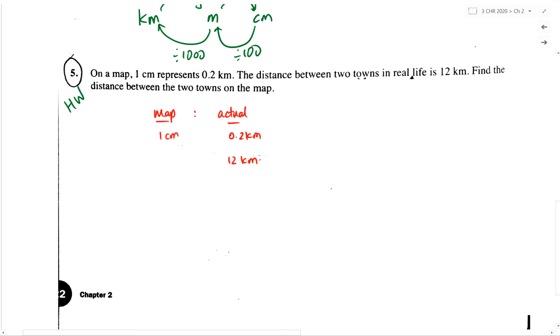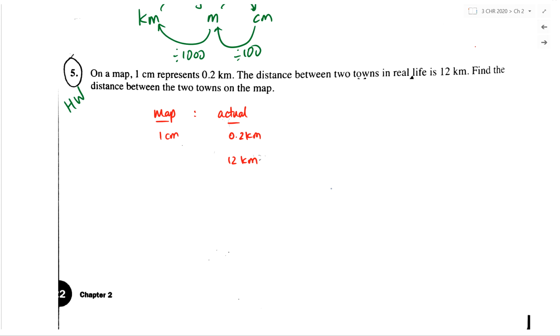This is just a template. So if you have this, you're on the right track already. Page 22. So 1 cm represents 0.2 km. On the map, 1 cm; in real life, 0.2 km. Then the distance between them is 12 km in real life.